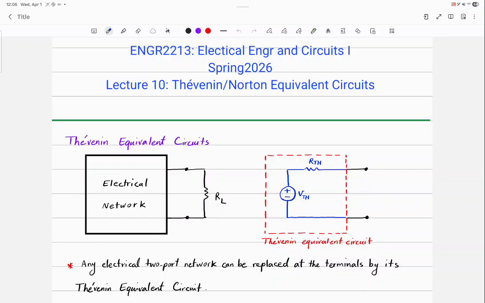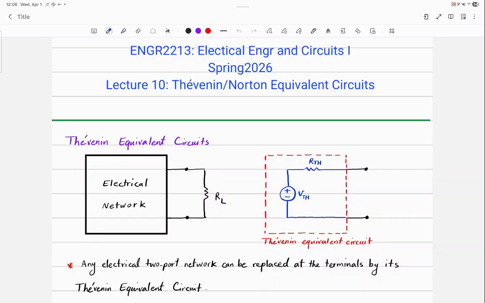The load, okay? What does it mean? It means that this is not part of your design. You design the electrical network and then connect it to some sort of appliance or something, and the network tries to deliver some power to the load resistor, okay? So RL is not part of your design. It's something that is supposed to work based on your design.